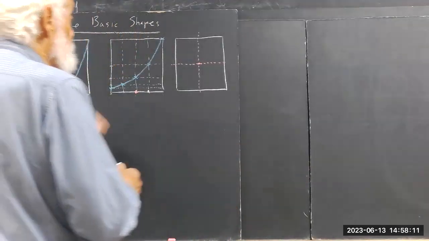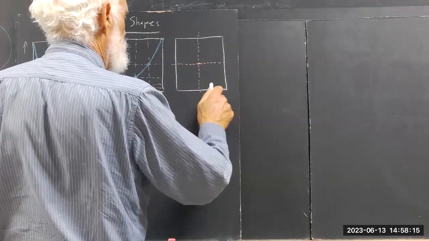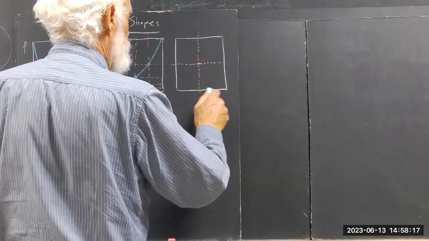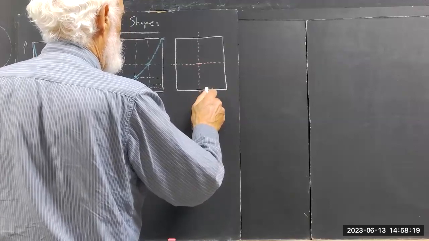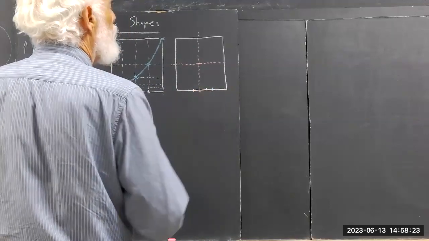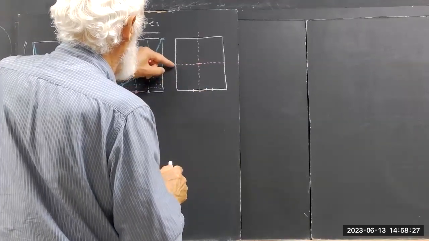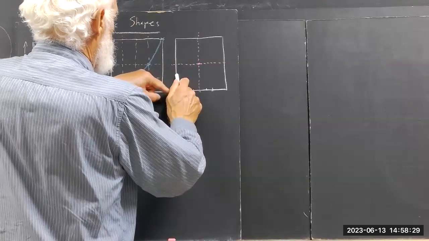Okay. Now, again, I cut the interval from here to here in half, and the interval from here to here in half. As before, the interval from here to here, the interval from here to here, cut them in half. Okay. Then the interval from here to here, cut it in half.